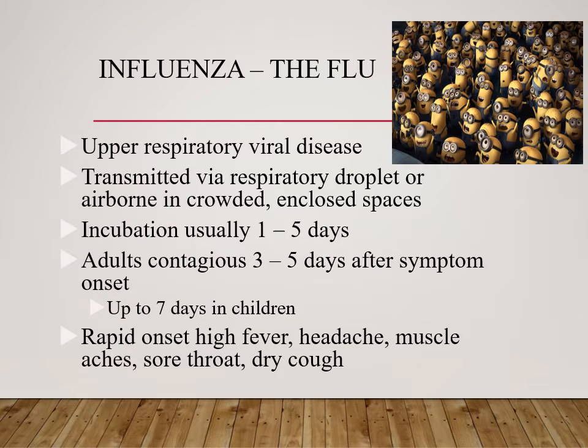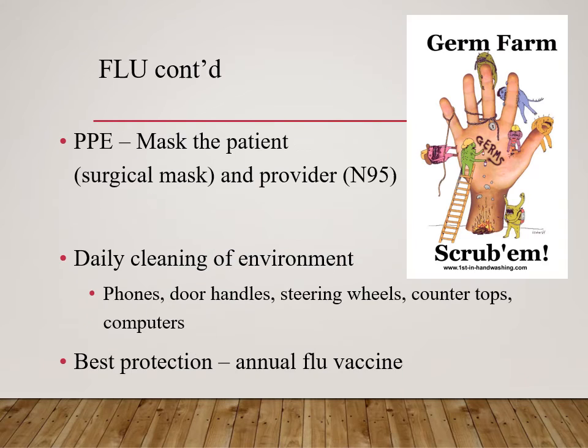Influenza, the flu, is an upper respiratory viral disease, transmitted via respiratory droplet or airborne in crowded enclosed space. Incubation is usually 1 to 5 days. Adults are contagious 3 to 5 days after symptoms onset, up to 7 days in children. Rapid onset, high fever, headache, muscle aches, sore throat, and dry cough.